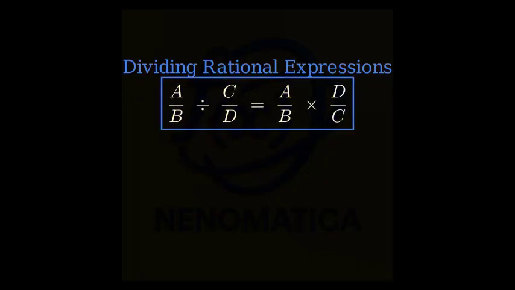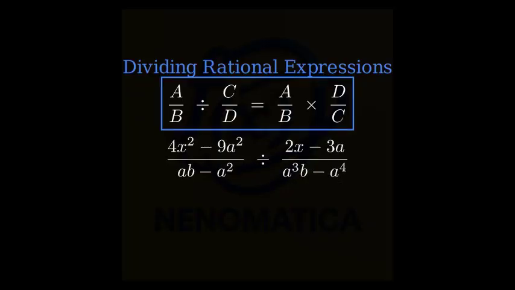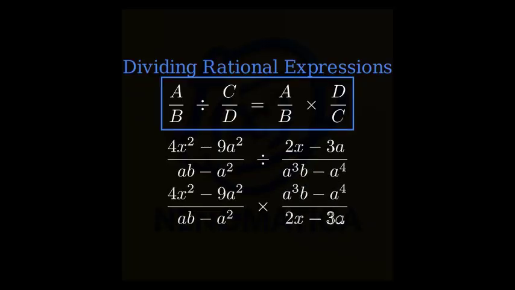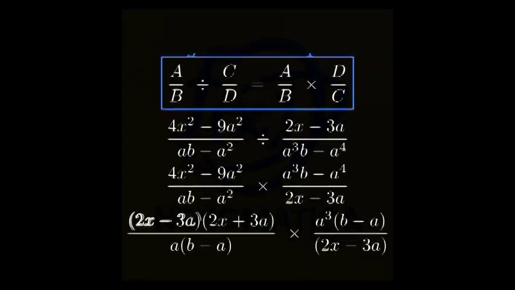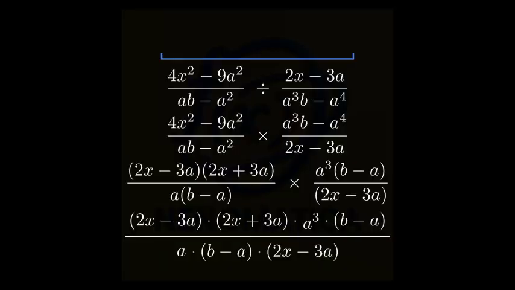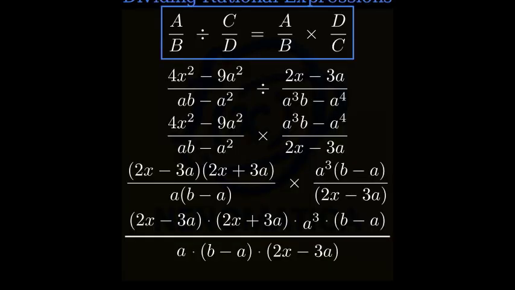Example 1. Simplify the following by division. We start with the original expression. First, write it as multiplication by the reciprocal. Now, factor everything you can. Difference of squares, common factors of a, and grouping in the denominators.